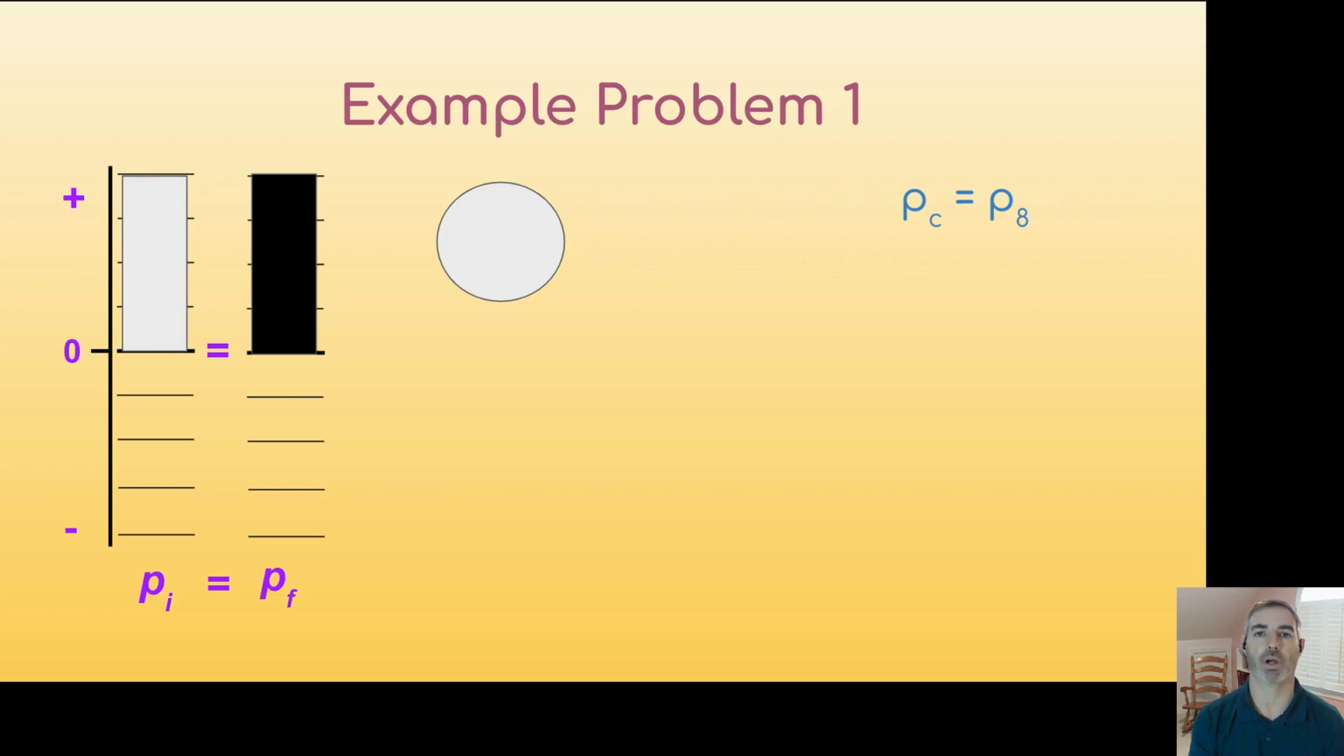So we substitute our equation for momentum, mass times velocity, for each. We know that the masses are the same, so that cancels out. And we see that the velocity of the cue ball is going to be equal to the velocity of the eight ball.